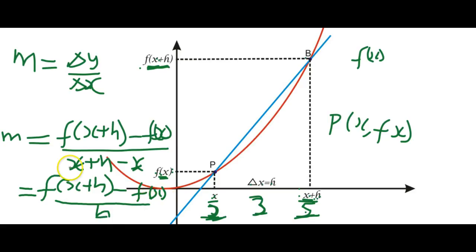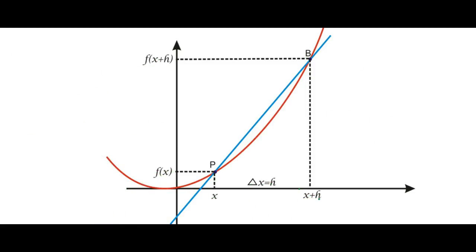And so to find the gradient of the straight line, which is the blue line PB, based on what we have here, the gradient is equal to change in y over change in x, which is f of x plus h minus f of x, all divided by h.